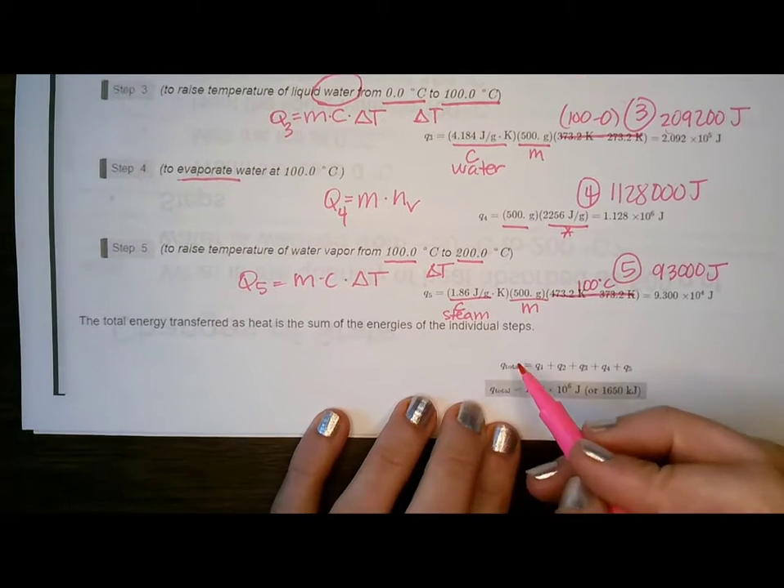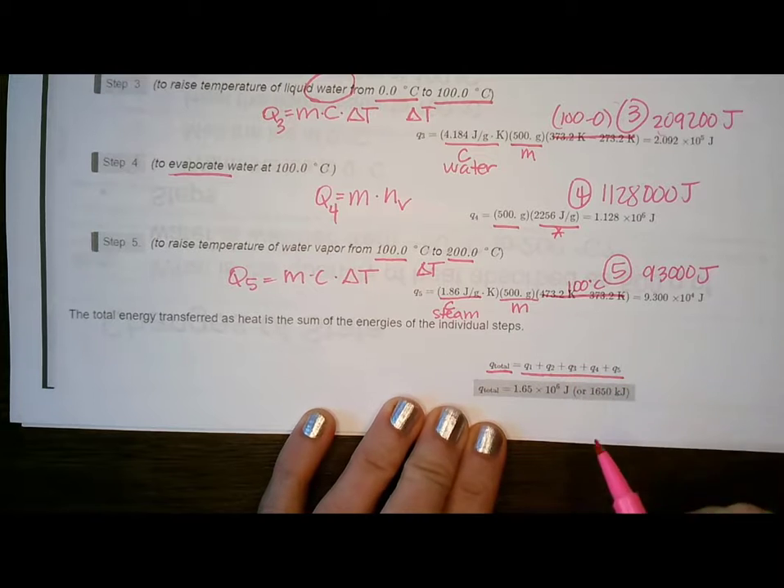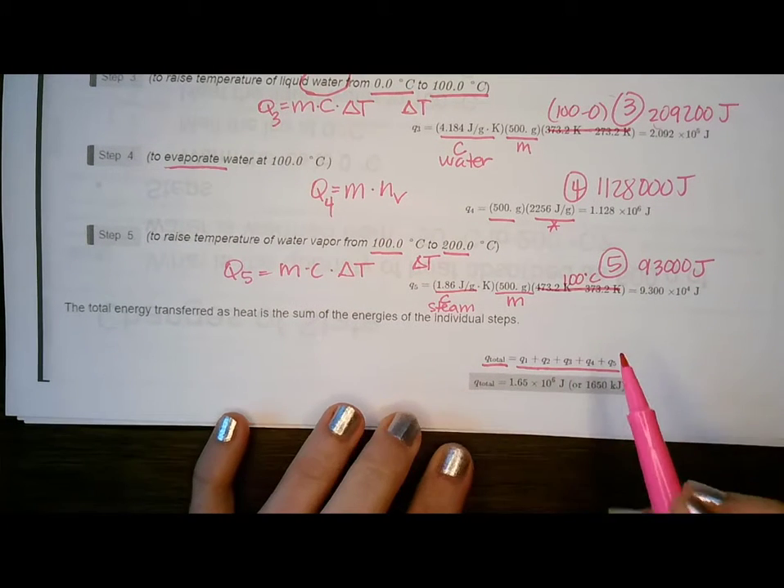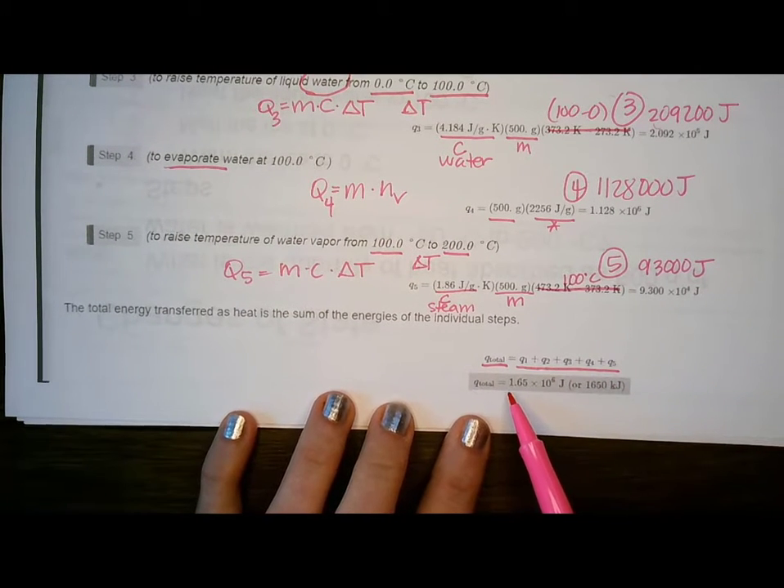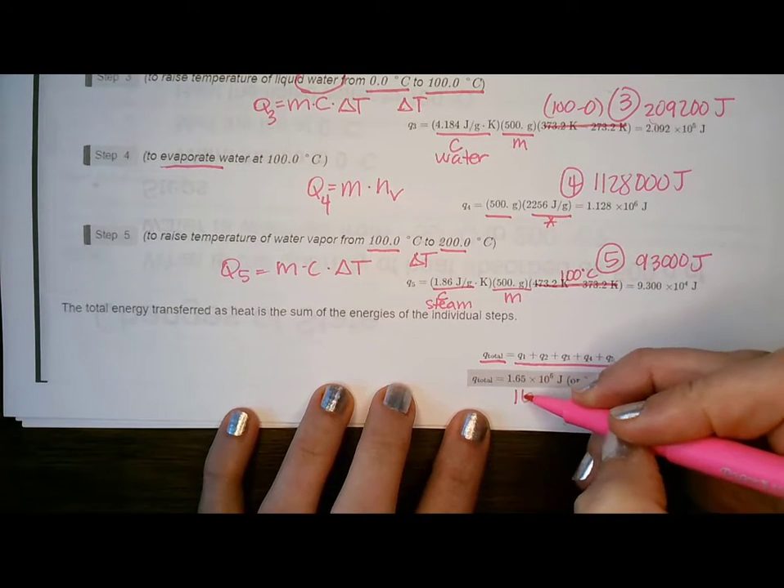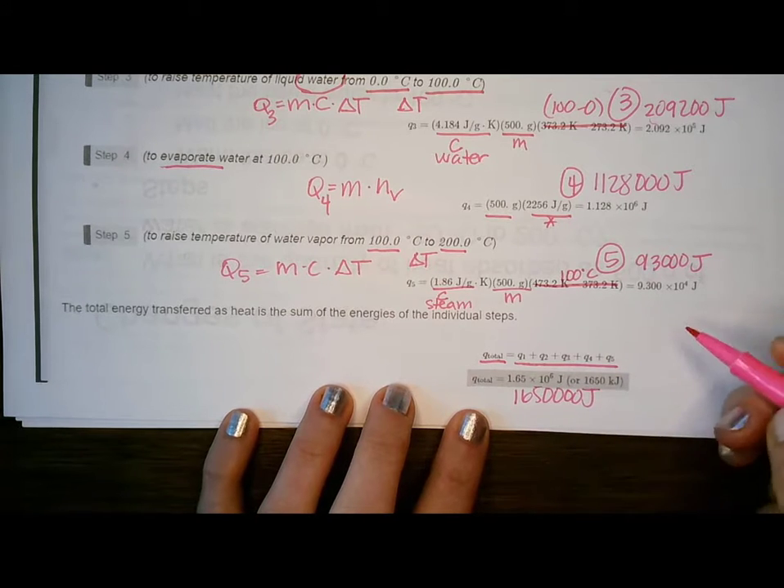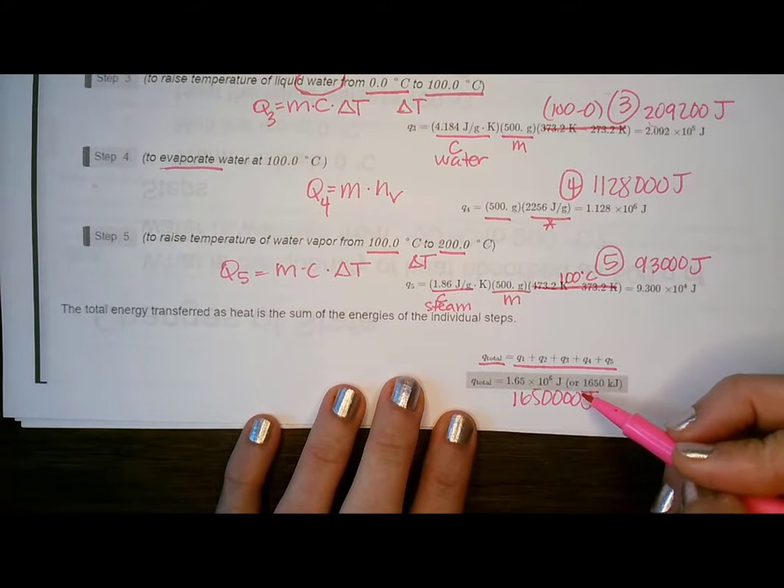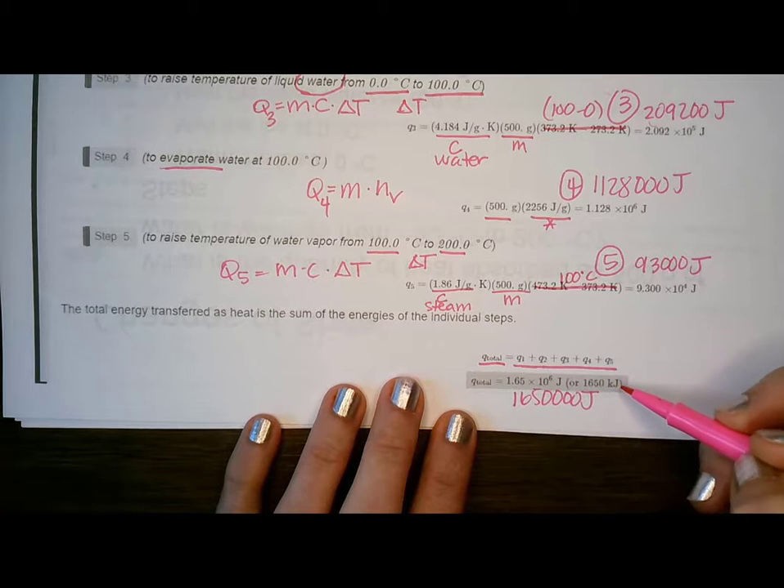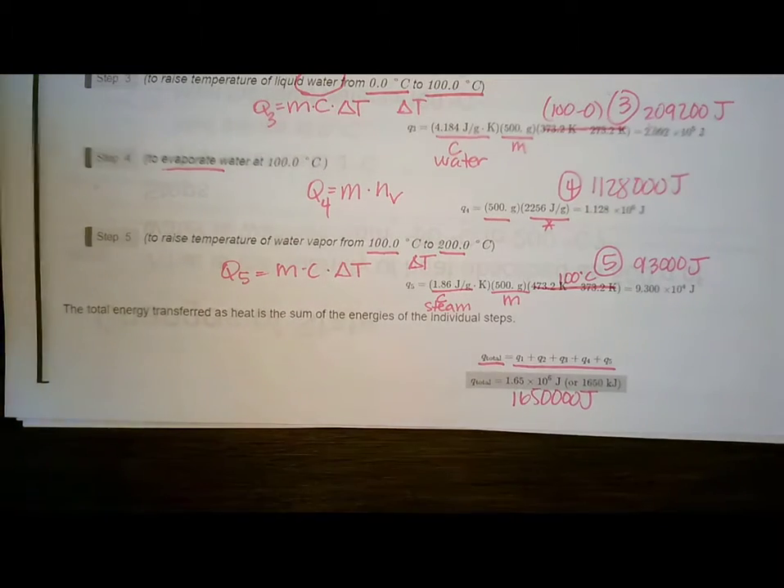Then, to find my Q total, I have to add up 1, 2, 3, 4, and 5. And you should get 1.65 times 10 to the 6th joules, which would look like 1,650,000, or 1,650 kilojoules. And that would just be taking 3 decimal spots off.